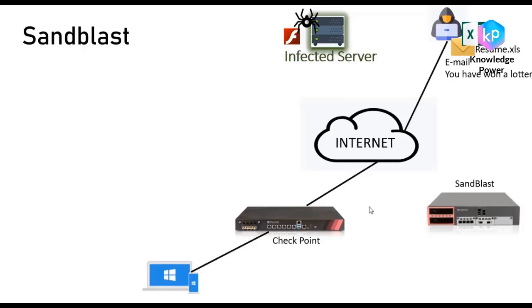Threat extraction is the second component of SandBlast technology. What it does is basically delete all possible risks and rebuild the file, so users don't have to wait until the file is being emulated in the threat emulation blade, making it more secure. I will actually show you how it works.